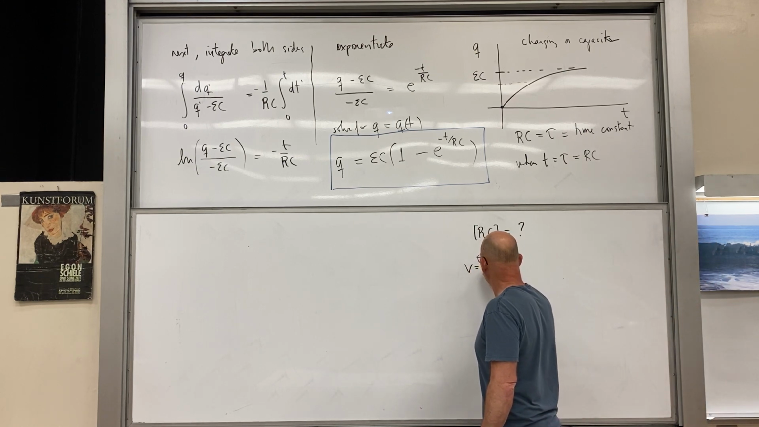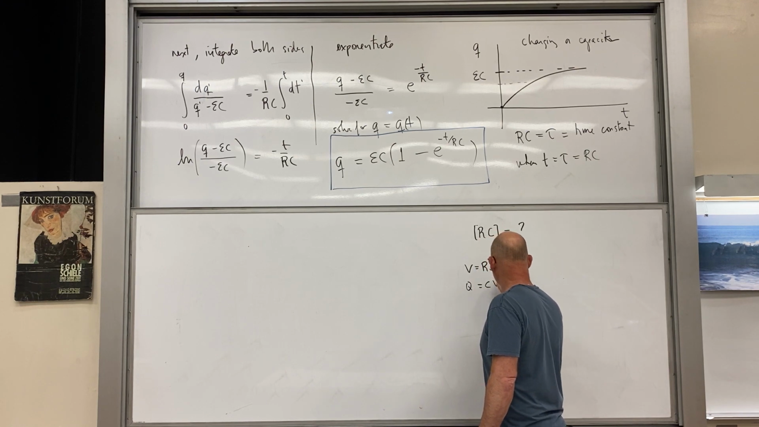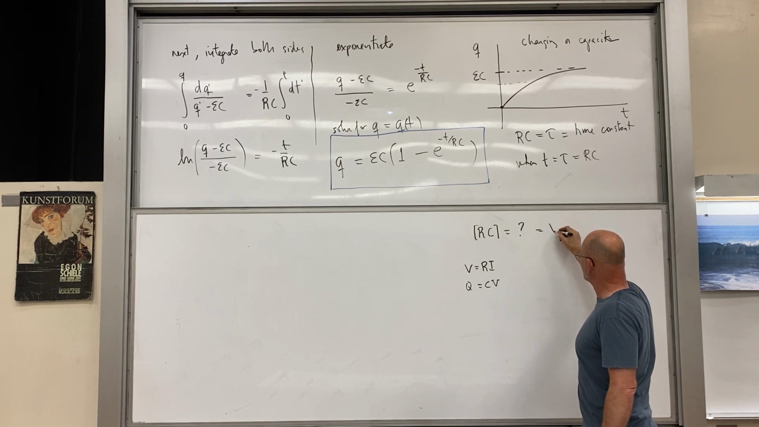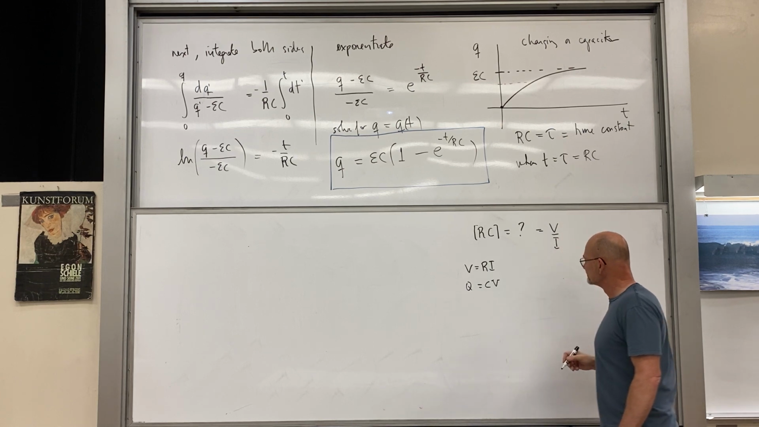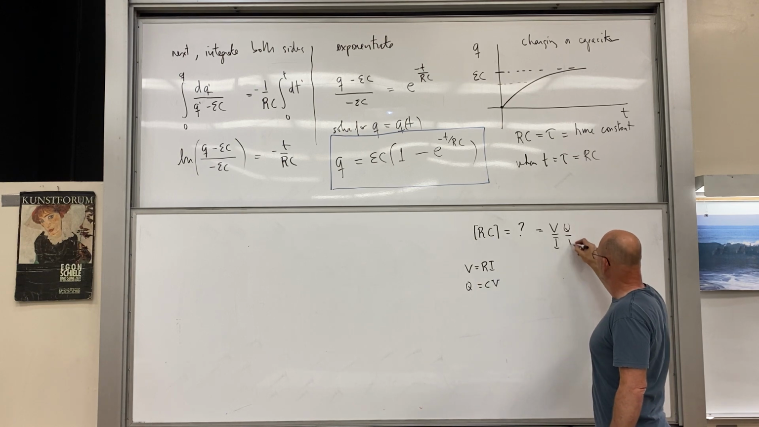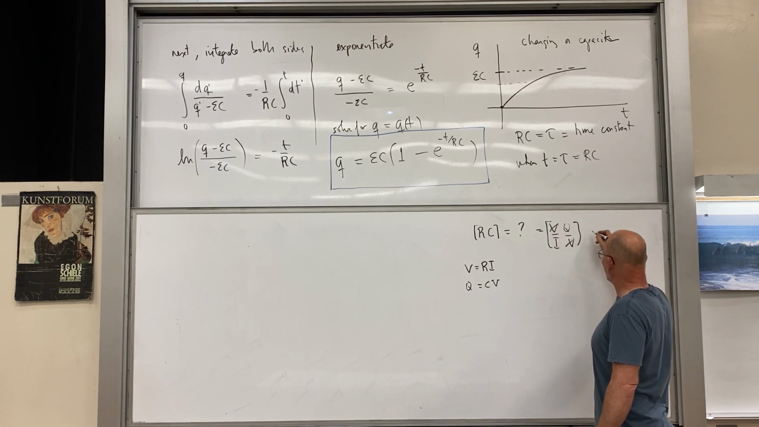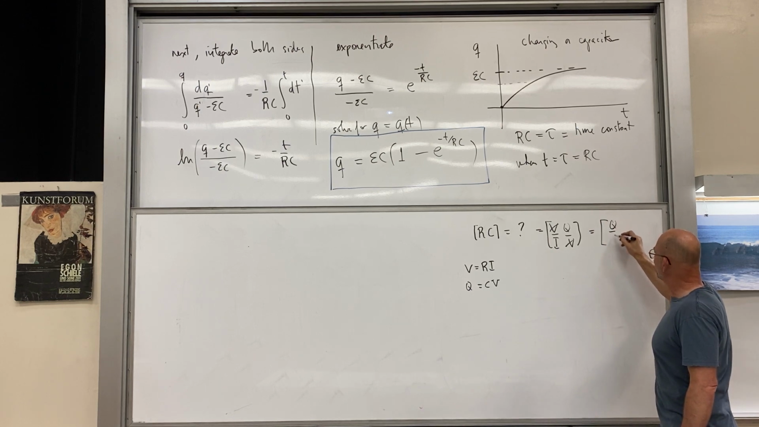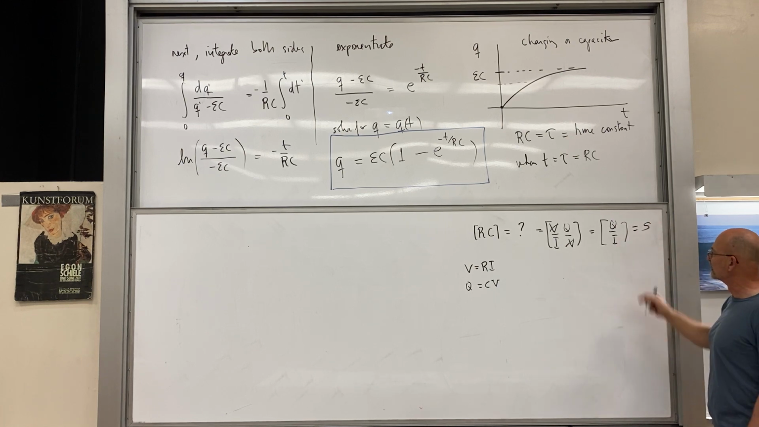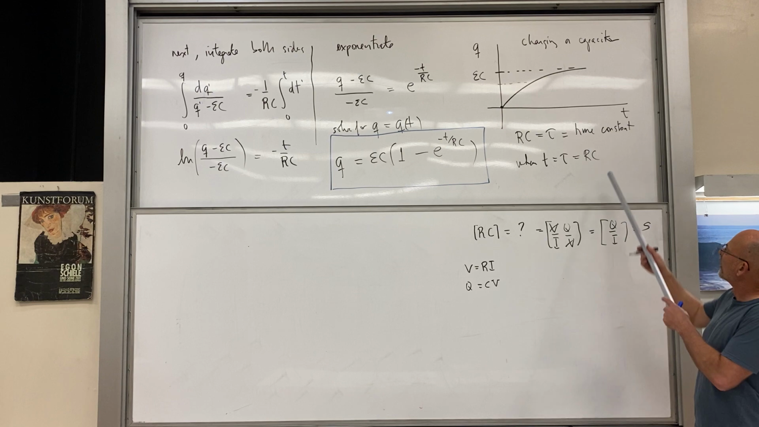We can say V equals RI and Q equals CV, and then the R can be expressed as V over I, and the C can be expressed as Q over V. They cancel, and what are the units of Q over I? That's coulombs divided by coulombs per second, so that really is seconds. Coulombs divided by coulombs per second is seconds. So the time constant, very important, really is a time.